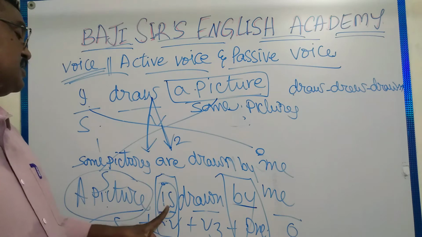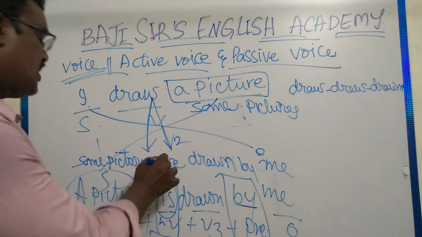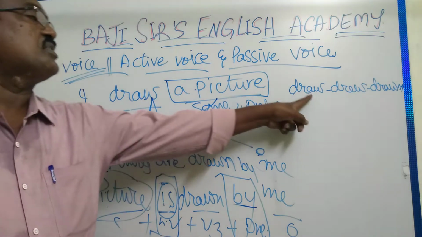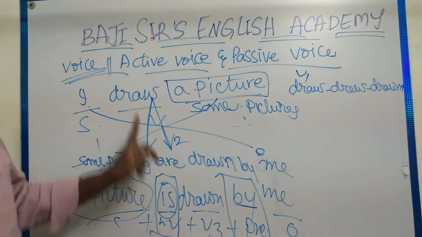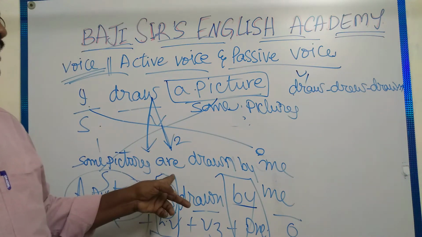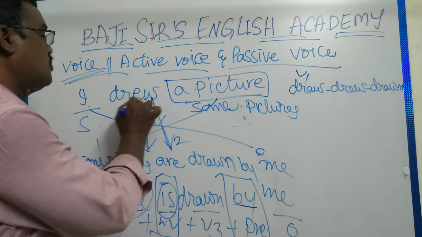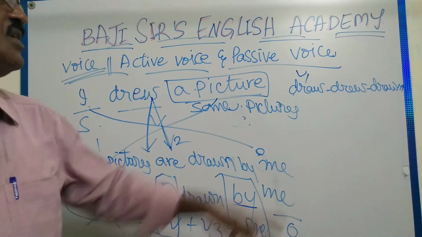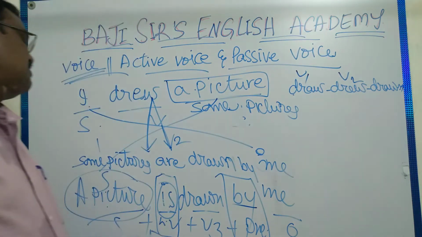A picture means singular, so is; some pictures plural, so are. Why should we take is or are only? Why should we not take was, were? Here draw means present tense only, the V1 verb only. If you take the V1 verb here, is or are we have to take. For example, drew: here in place of draw we wrote drew. I drew a picture or I drew some pictures. Now drew means which tense? Past tense. Automatically past B forms we have to take.